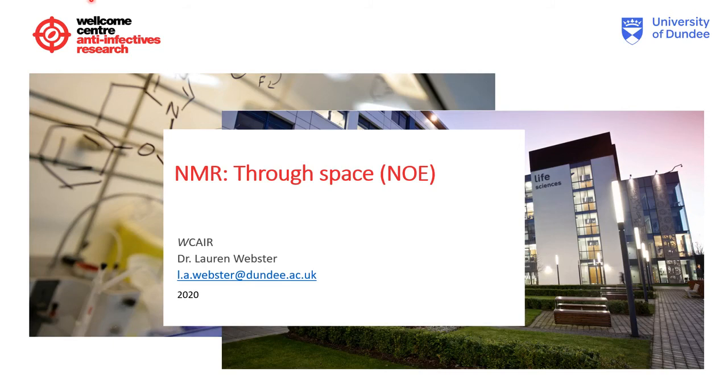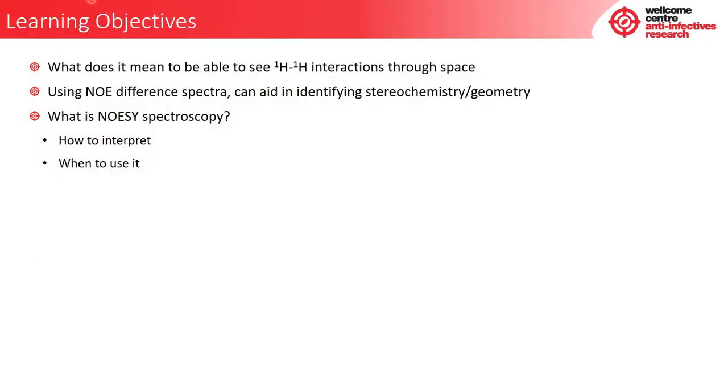What we're about to go through today is through-space correlations and how the NMR can help us identify these. Before you progress, it is already assumed that you have undertaken the study of 1D NMR and how to interpret this, as well as other 2D experiments such as the COSY, HSQC and HMBC experiments, which have been identified in previous talks.